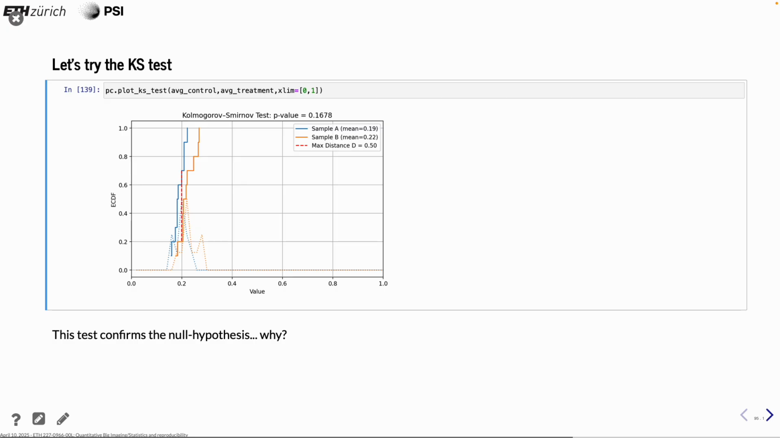The KS test we can also try, but this time the KS test provides us with a p-value of 16%, which is huge compared to what we got from the t-test. And that means we should actually retain our null hypothesis, so something is wrong.